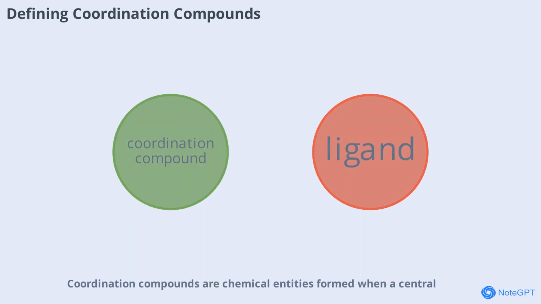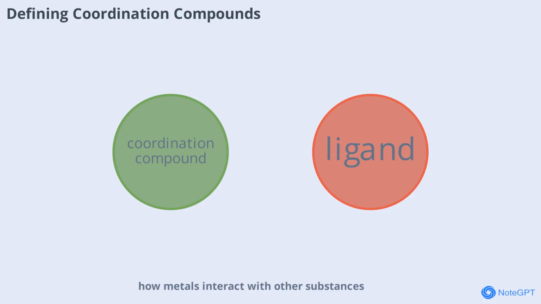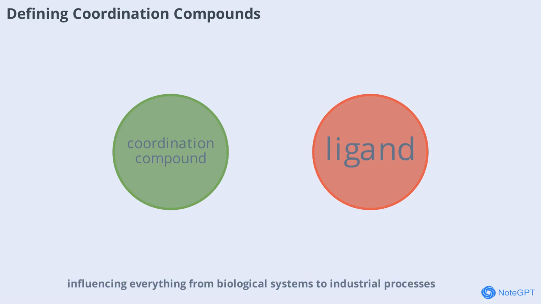Coordination compounds are chemical entities formed when a central metal atom or ion binds to surrounding molecules or ions known as ligands. These ligands donate electron pairs to the metal, creating coordinate covalent bonds. The resulting structure is called a coordination complex. This concept is fundamental to understanding how metals interact with other substances, influencing everything from biological systems to industrial processes. By grasping the basics of coordination compounds, we set the stage for exploring their diverse applications and intriguing properties.